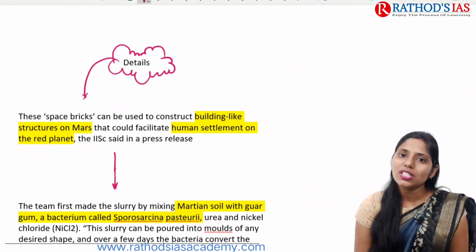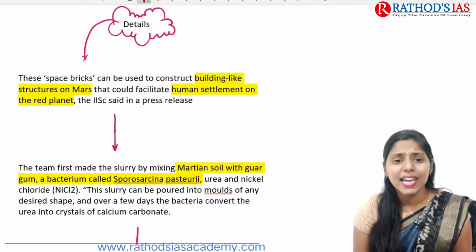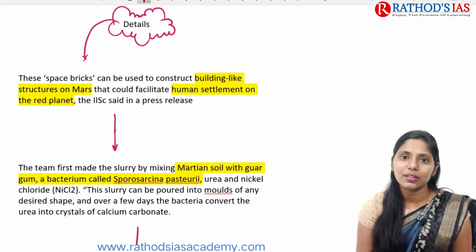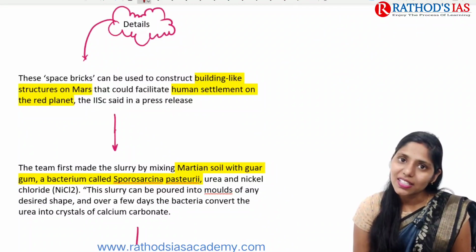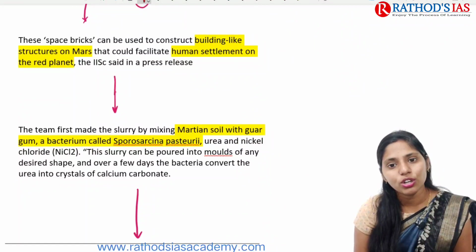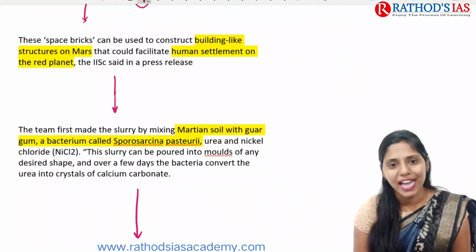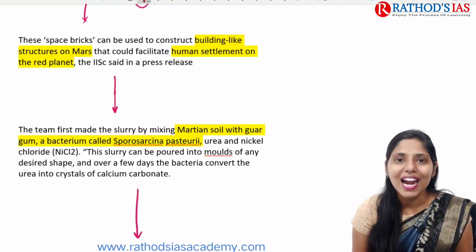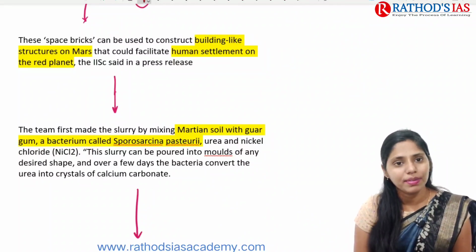Now let us see some details. These space bricks can be used to construct building-like structures on the Mars surface, and this will also help facilitate human settlement on the red planet. Let me know in the comment box why Mars is called the red planet.